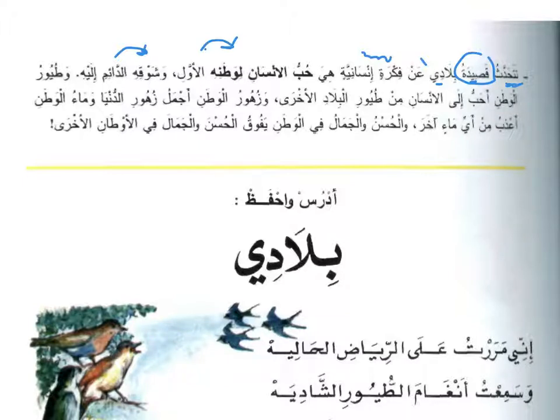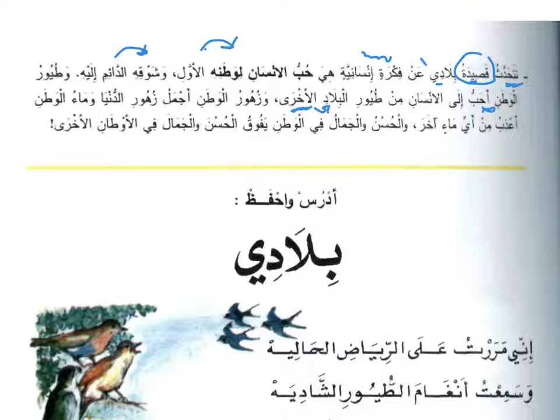وطيور الوطن أحب إلى الإنسان من طيور البلاد الأخرى. طيور, the plural of طير, the birds, طيور الوطن, of the homeland, أحب, are more beloved, right? اسم تفضيل, أحب إلى, they're more beloved to الإنسان, the human being, من طيور البلاد الأخرى, more beloved to him than the birds of other lands. So here we learned before, أخرى is the مؤنث, the feminine of آخر. So here we're using the singular feminine, أخرى, because it's a sifa describing بلاد, a non-human plural.